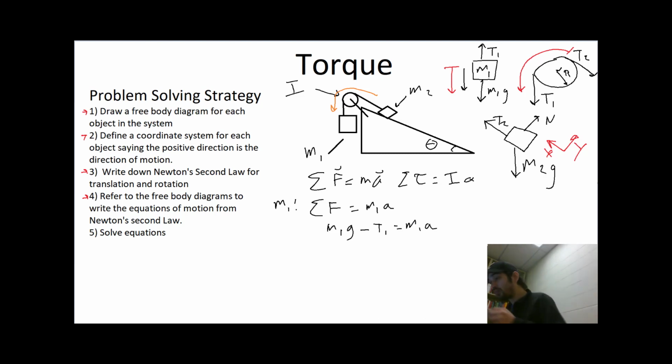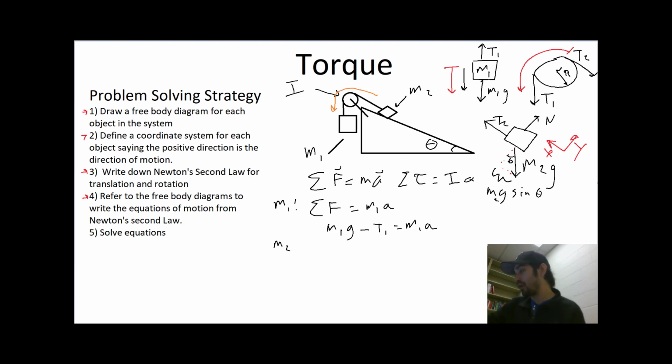Okay? For M2, nothing really interesting is going to happen in the y direction here. So I'm just going to concern myself with the x direction. So let's break this up even more. We have this triangle that we can draw here, where this is the angle theta. And the part that we're interested in is the part that's going to be in the direction of motion, or opposite to the direction of motion, which means that this is going to be M2G times sine of theta.